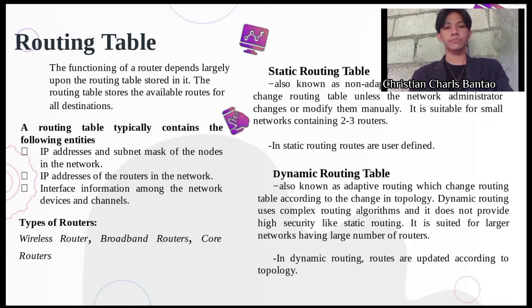And these are the different types of routing table. Number 1 is static routing table. This is also known as non-adaptive routing, which does not change routing table unless the network administrator changes or modifies them manually. It is suitable for small networks containing 2 to 3 routers.